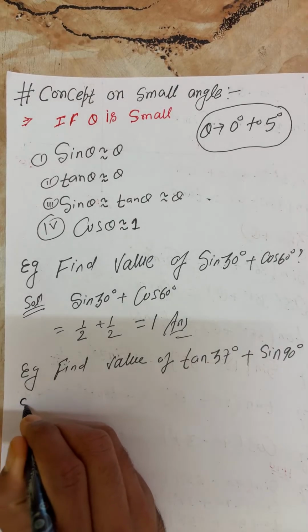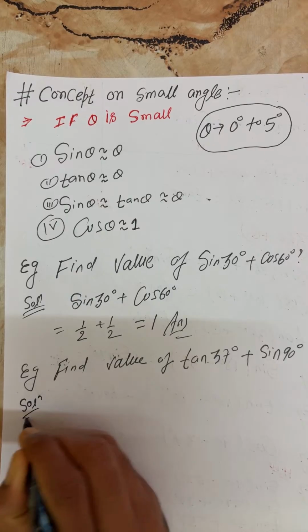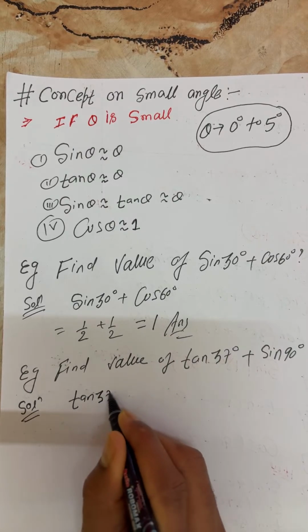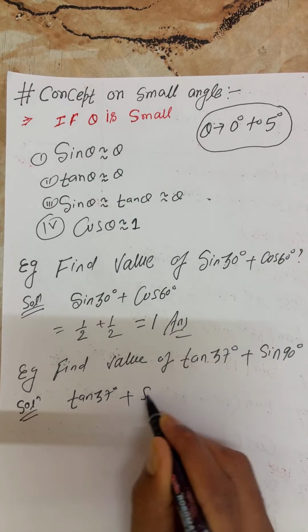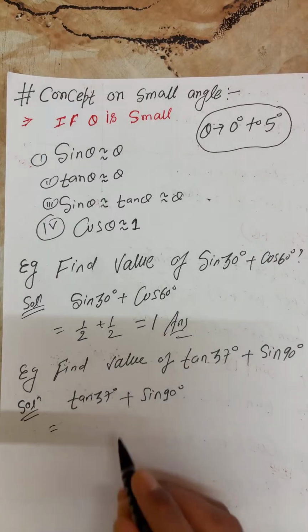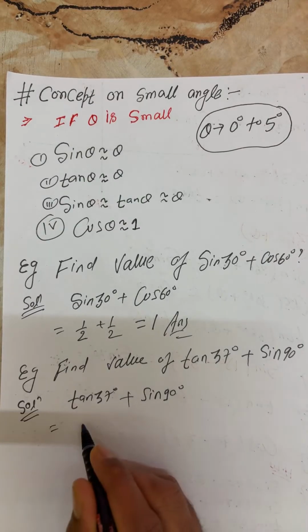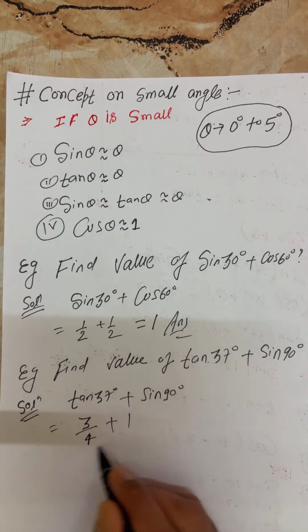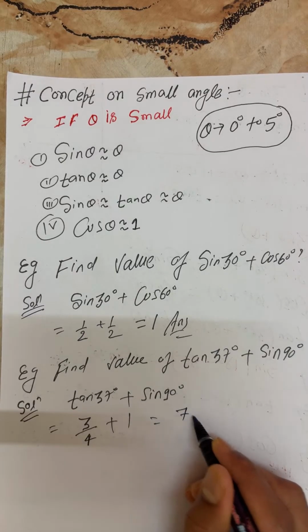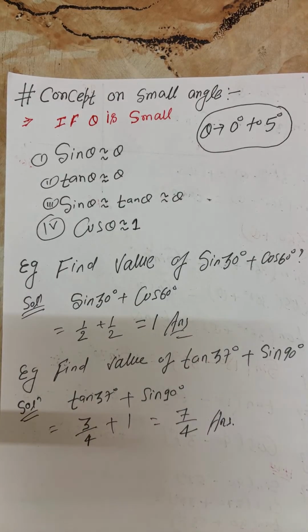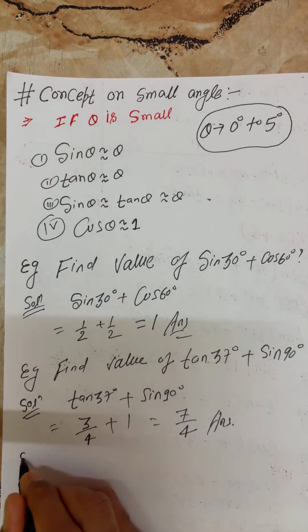Have a look at the solution here. This is tan 37 degree plus sine 90 degree. Tan 37, I said, bachcha ji, that is 3 by 4, na? Yes, 3 by 4, and sine 90 is 1. So 4 plus 1 with LCM 4, that is 7 by 4. So 7 by 4 is the answer of this question. Correct, beta. God bless you, bacha. Okay, next student.